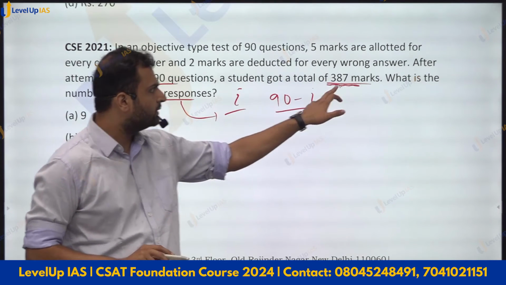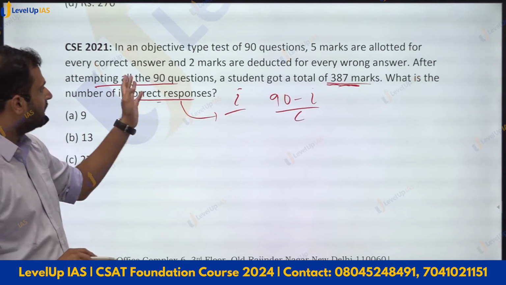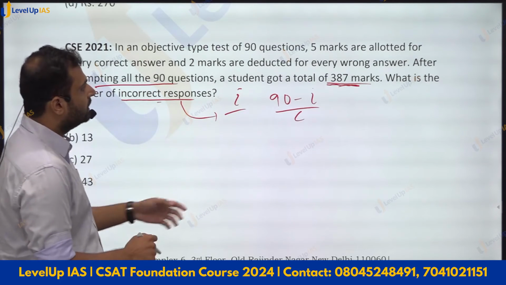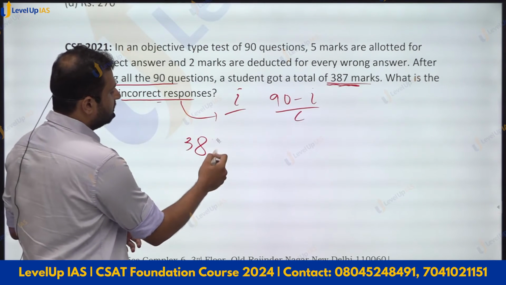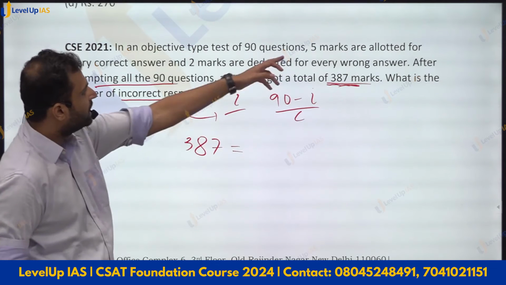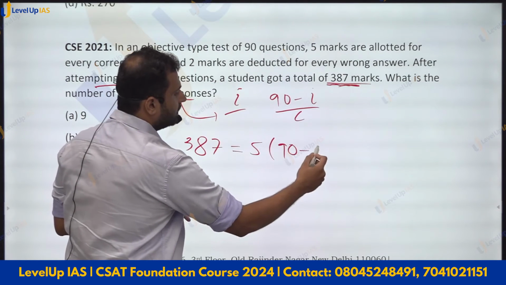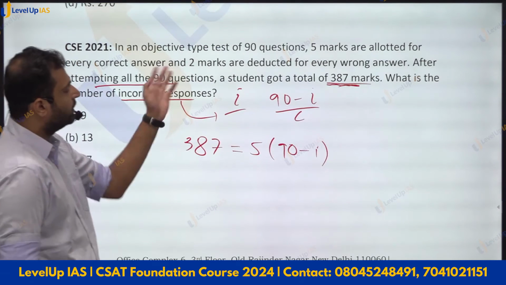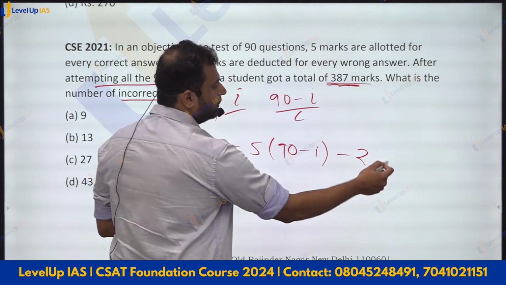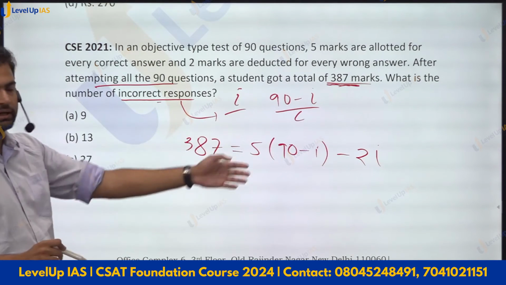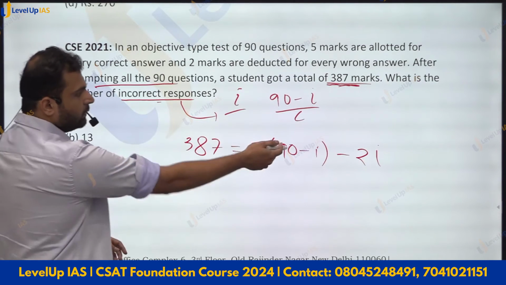Out of these marks. So he has attempted 90. How many marks does he have? He has 387 marks, which is equal to 5 marks for every correct answer. So 5 into 90 minus I. That's that many correct. And 2 are deducted for every wrong answer. So minus 2 into I. These are the incorrect number of attempts. This is the equation.